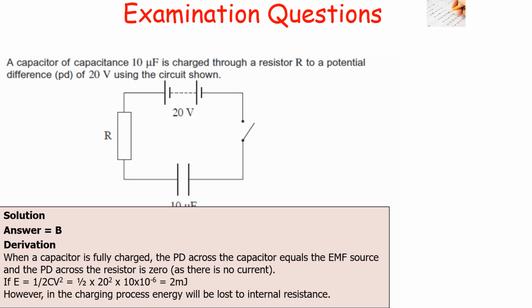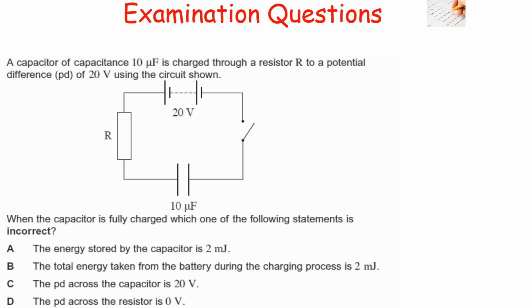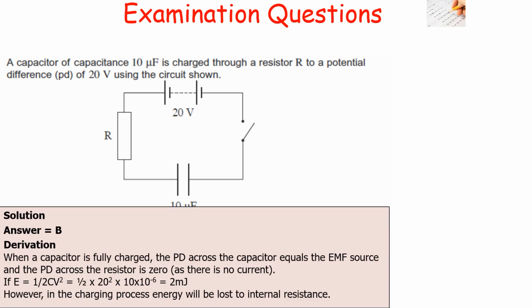However, in the charging process, energy will be lost to the internal resistance, so as you can see, we won't have 2 millijoules stored in the capacitor, but the energy taken from the battery through the process is going to be 2 millijoules. So our answer is B.